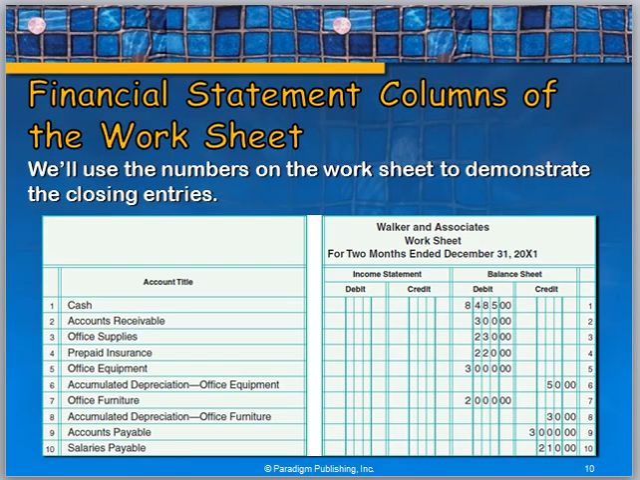Okay? So revenue accounts normally have a credit balance. So you would make a debit to zero it out. Expense accounts normally have a debit balance. So you would credit it to close it out. So you see how that works?